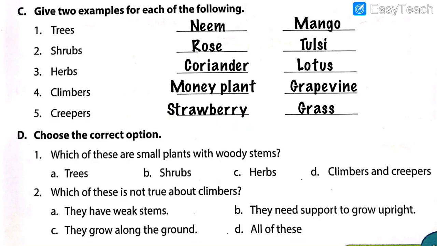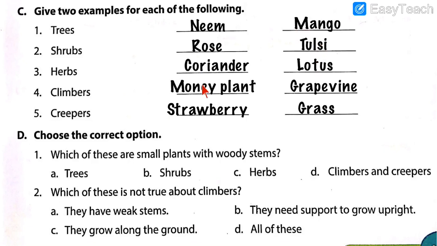Strawberry and grass. Strawberry and grass are the two types of creepers. They grow along the ground. In the notebook, we had also seen the image of the watermelon plant which grows along the ground. Same way, strawberry and grass are also the types of creepers and they grow along the ground. So you can write this too. You can also write watermelon if you wish to write.